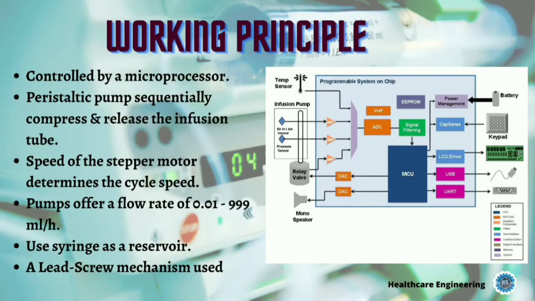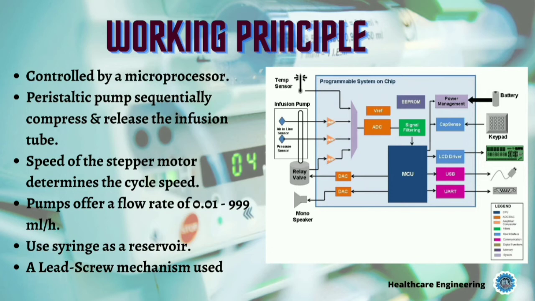Now, what is the working principle used here? These pumps are controlled by a microprocessor. Peristaltic pumps sequentially compress and release the infusion tube, which injects the fluid into the patient's catheter. The speed of a stepper motor determines the cycle speed of the peristaltic mechanism that controls the infusion rate. These pumps offer a flow rate of 0.01 to 999 ml per hour.